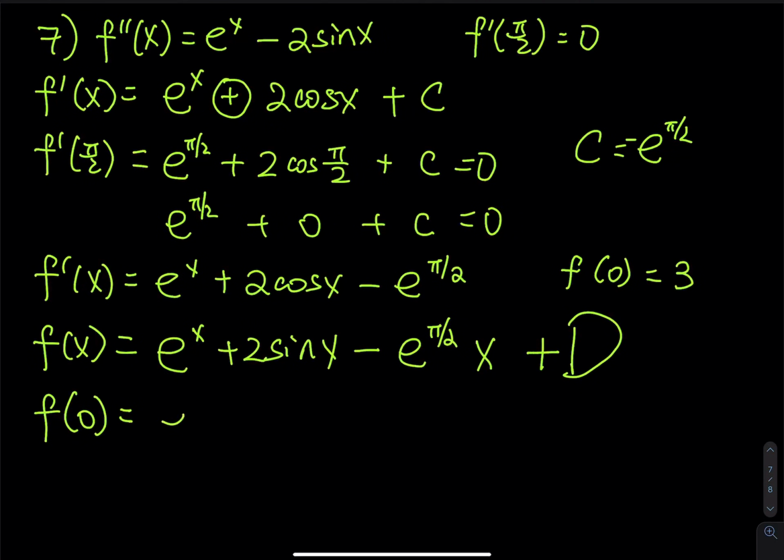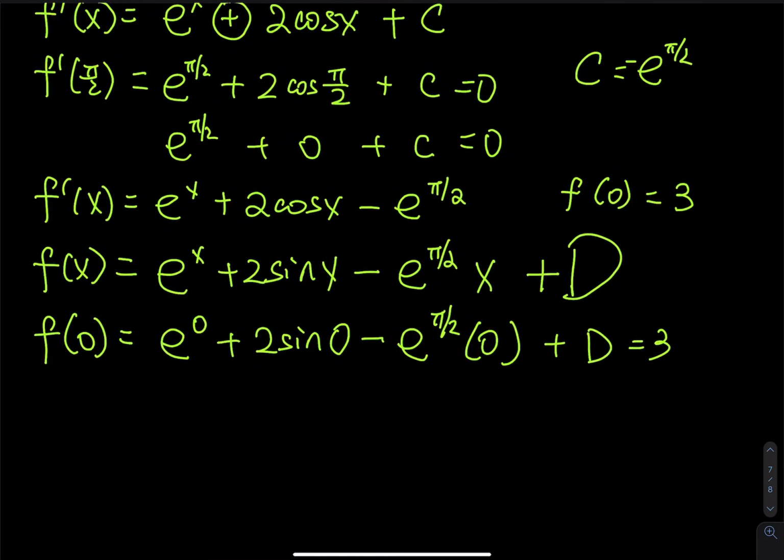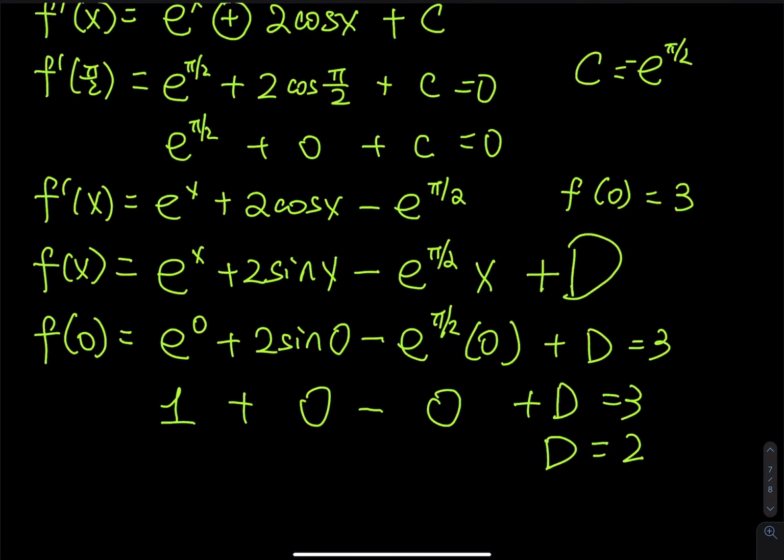E to the 0, and then 2 sine of 0, and then e to the pi over 2 times 0. See how easy that is? Plus d equals 3, and then e to the 0 is equal to 1, sine of 0 is 0. 0 times anything is 0, plus d equals 3. So d is equal to 2, and then we write our very final answer.